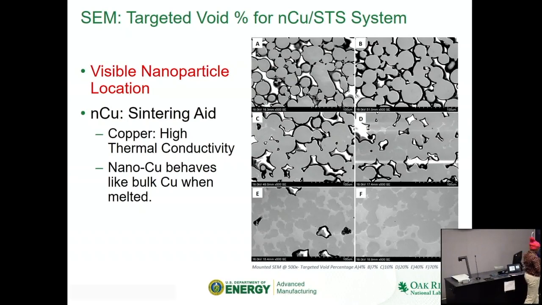What we ended up getting is that we were now able to see the visible location of the nanoparticles, or where they went. You can see this by the shading, the color difference in these pictures. We did 4%, 7%, 10%, 20%, 40%, and 70% particle loading mixtures to see if we could see a difference in where the nanoparticles went. At 70% loaded, it appears to be fully dense, but this is just a selected SEM image. And we found that the nanocopper acts as a sintering aid.